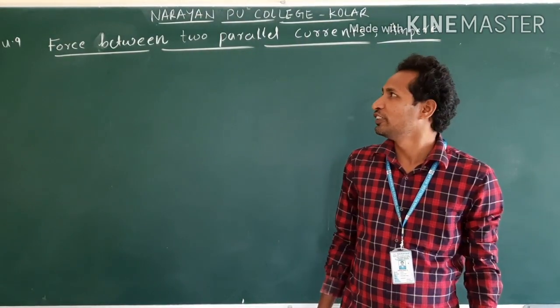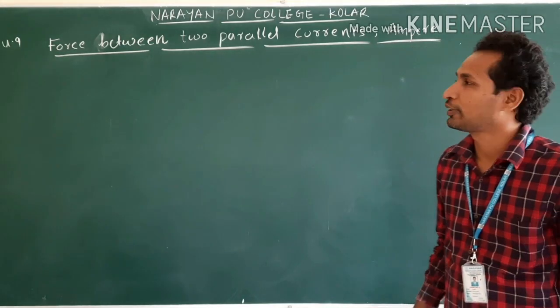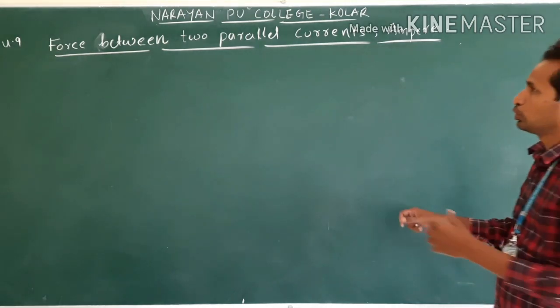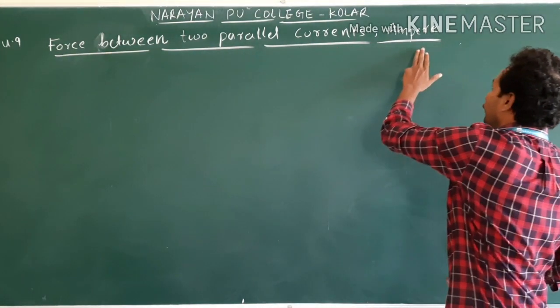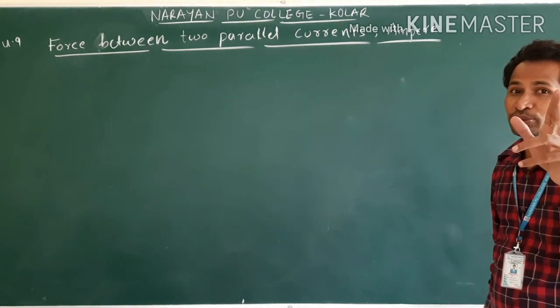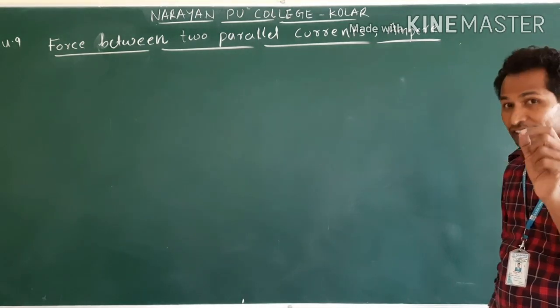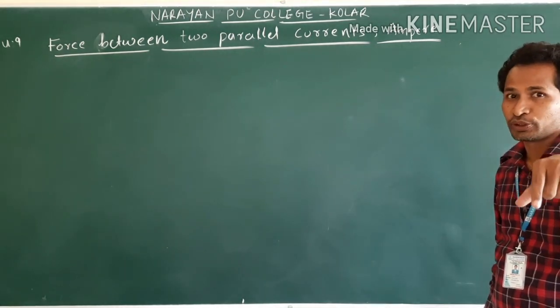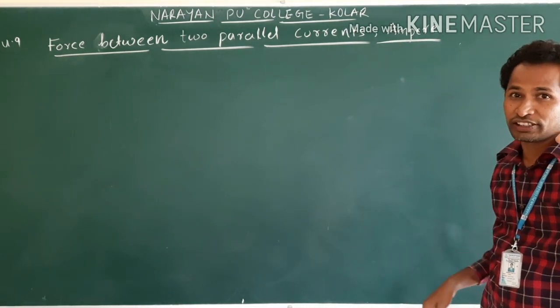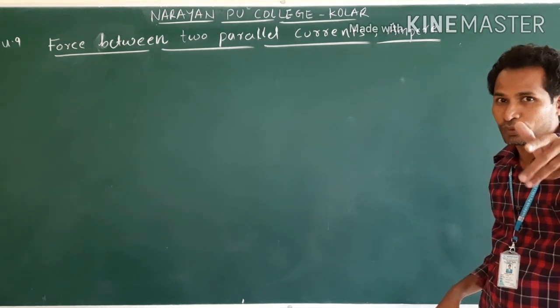Now we will see an important concept: force between two parallel currents and the ampere. Using this derivation, we are going to define the ampere. Probably you remember the ampere is the SI unit of current. You studied this in first PU, units and measurements. There you did not understand what the ampere is and its definition. Now we will see the definition, as I said, in second PU. I hope you all remember.